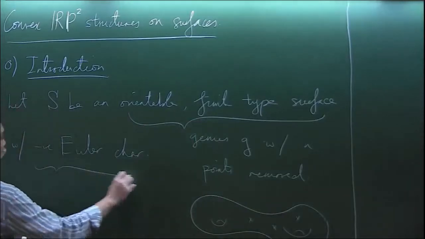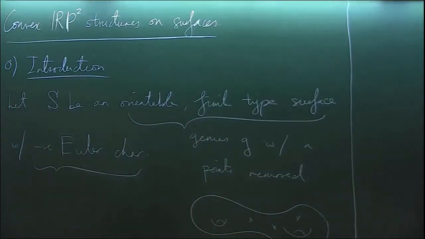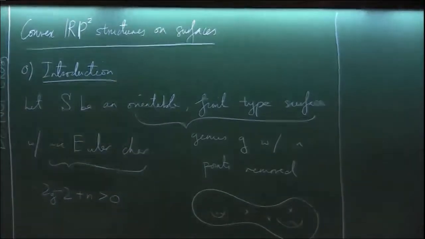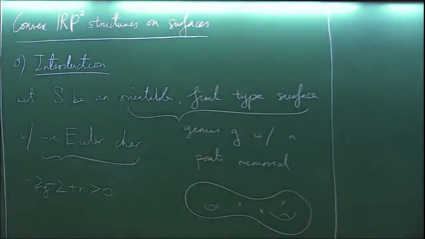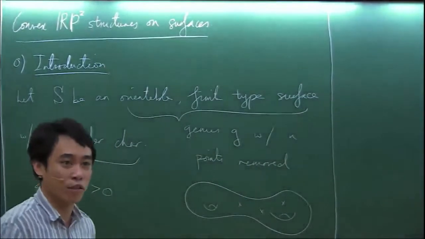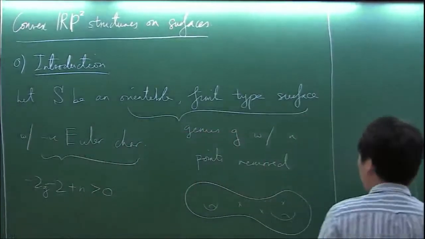And the fact that I require S to be of negative Euler characteristic means that 2g minus 2 plus n has to be positive. So when the genus is 0, you need to have at least 3 punctures. When the genus is 1, you need at least 1 puncture, and when the genus is 2 or bigger, you don't need any punctures.